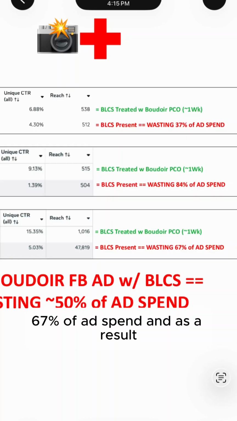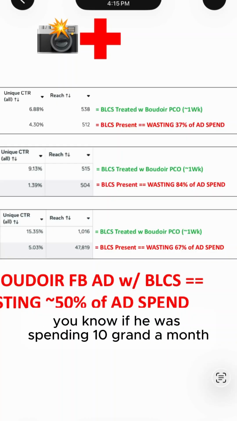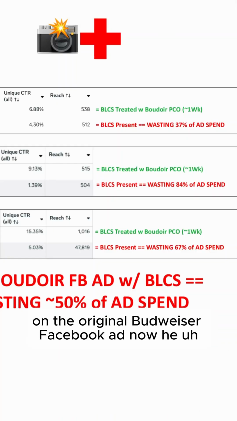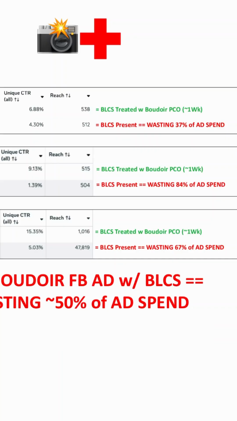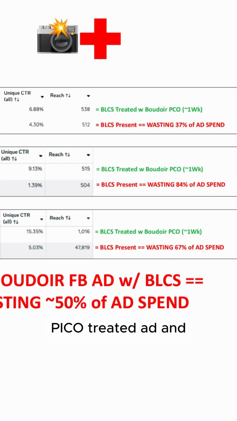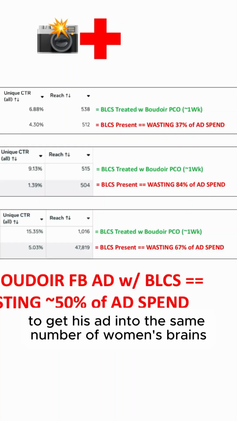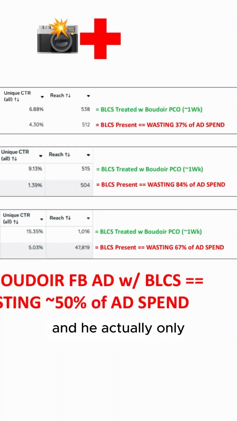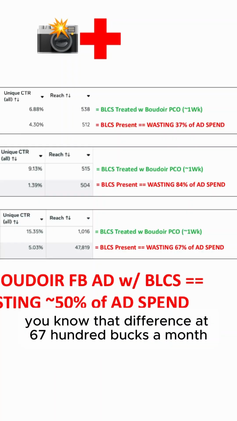And as a result, if he was spending 10 grand a month on the original Boudoir Facebook ad, basically now he only needs to spend $3,300 a month on the Boudoir Pico treated ad to get his ad into the same number of women's brains. And that difference is $6,700 a month.